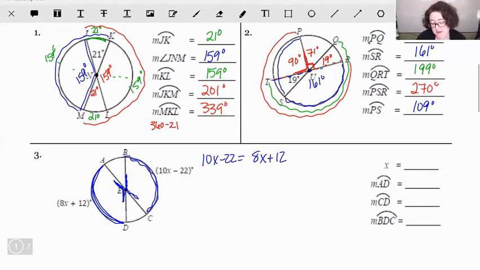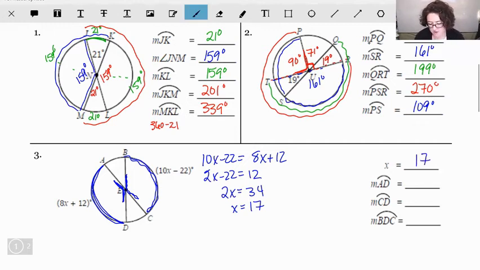So let's subtract an 8x from both sides. That gives me a 2x minus 22 on the left. And then add 22 to both sides. So 2x equals 34. Divide both sides by 2. And just to double check, 34 divided by 2 is 17. Let me make sure, double checking my math. Yep. Alrighty, so x equals 17, that's the first one on the list.